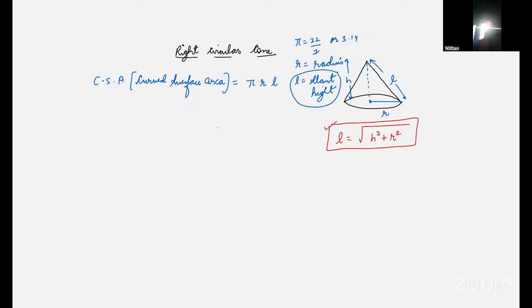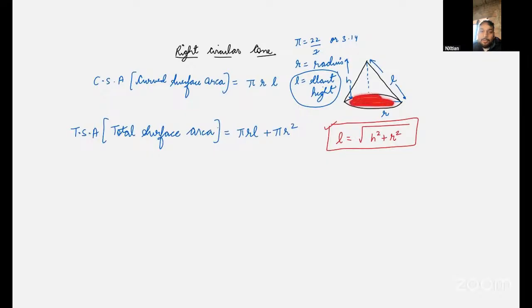Now the second thing, TSA, which is also called as total surface area, which is equals to pi r l, which is the CSA, plus the base area also, which is pi r square. Why? Because the base area will also be added into this CSA. Now base is circle, so circle area is pi r square.